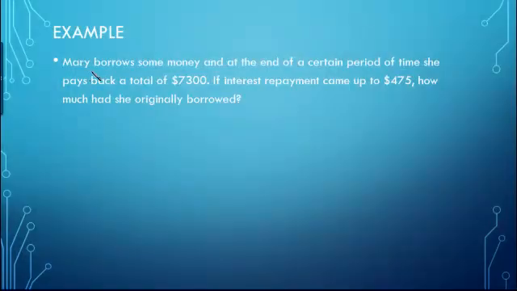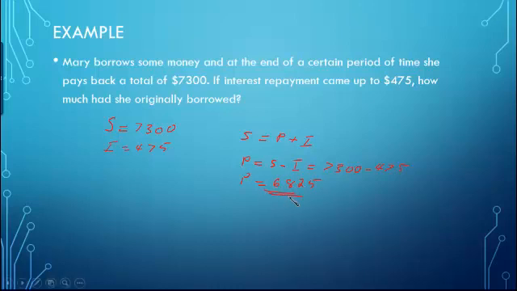Here's an example we can use to exercise what we have just discussed. Mary borrows some money. At the end of a certain period of time, she pays back a total of $7,300. So that's the amount, right? That's the total payment, so S is equal to $7,300. And the interest comes up to $475. So the question is, how much did she originally borrow? We know that the amount is equal to the principal plus the interest. It should be very easy to make the principal the subject of this expression. That becomes S minus I, which is equal to 7300 minus 475. So she originally borrowed $6,825.